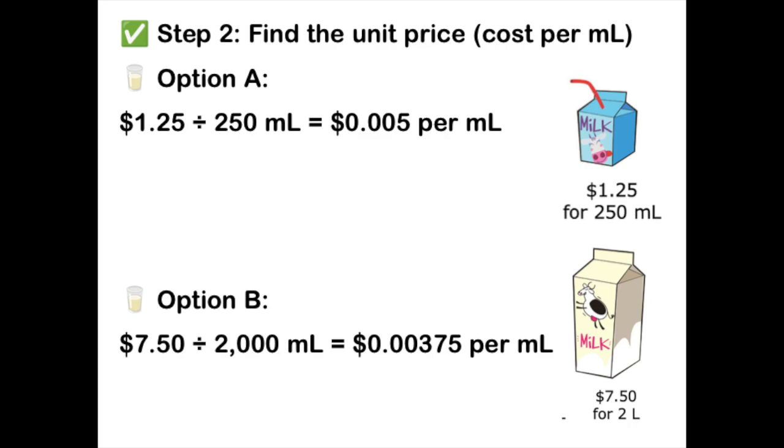Step 2. Find the unit price, cost per milliliter. For option A, we're going to divide $1.25 by 250 milliliters. What we end up with is $0.005 per milliliter. For option B, we're going to divide 750 by 2,000 milliliters. The cost is $0.00375 per milliliter.